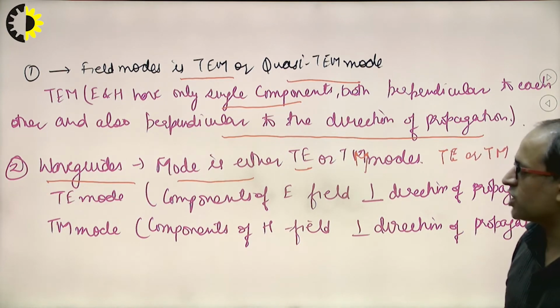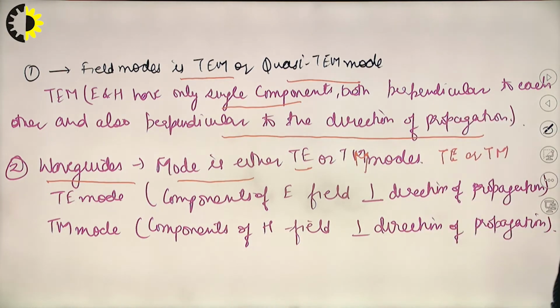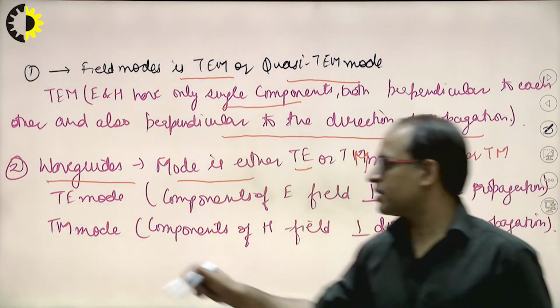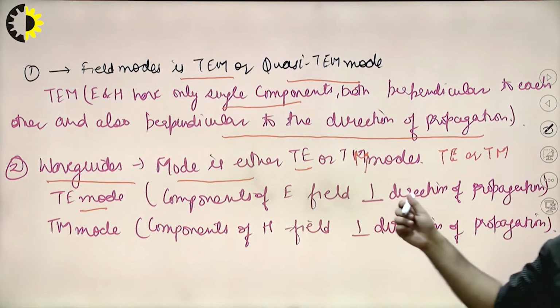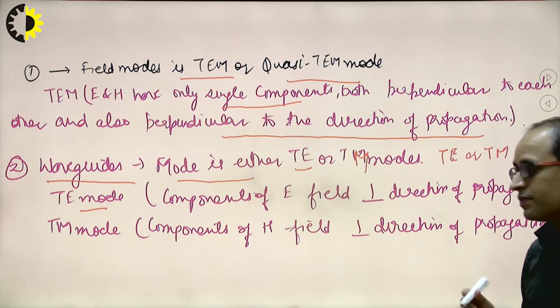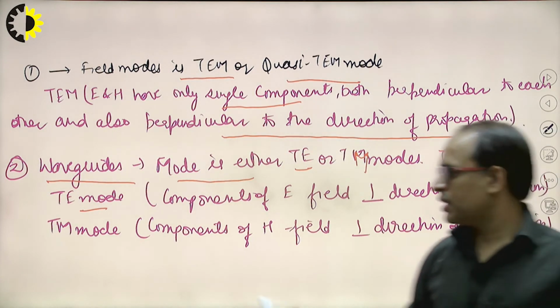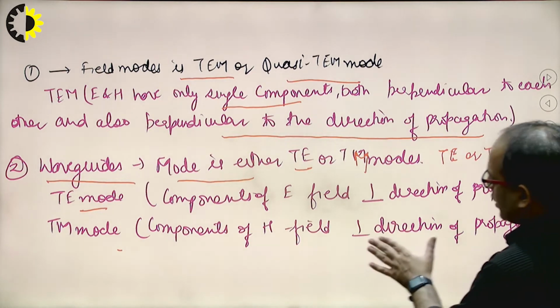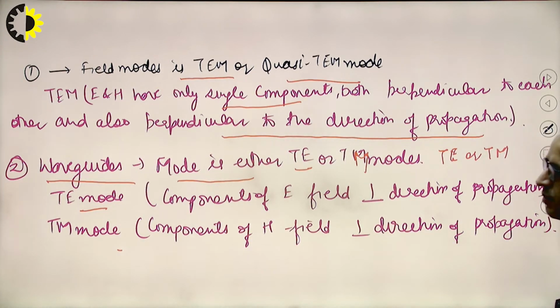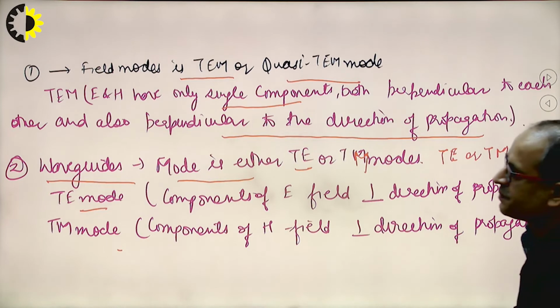TE is your transverse electric mode and TM is your transverse magnetic mode. In the TE mode, the component of electric field will be perpendicular to the direction of propagation. Clear? And in TM mode, the component of magnetic field will be perpendicular to the direction of propagation. Clear?